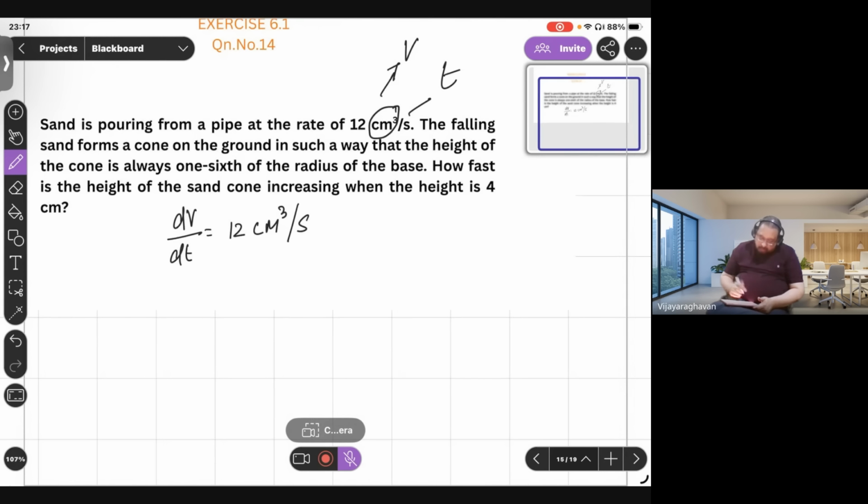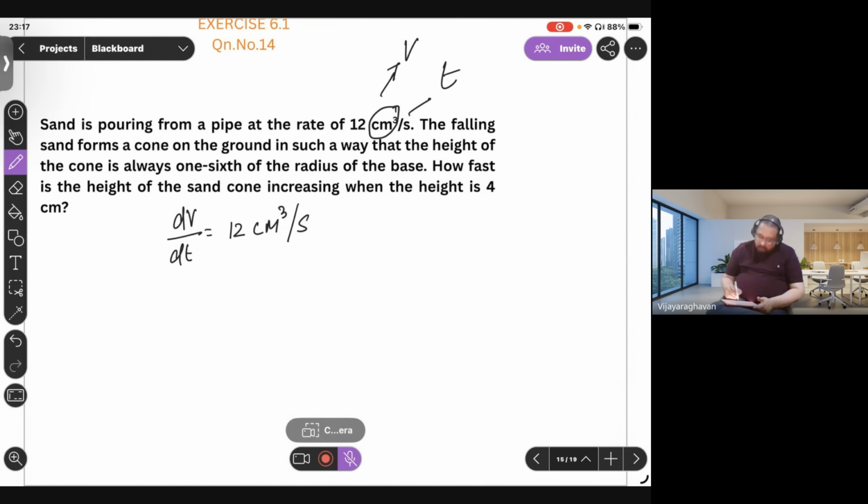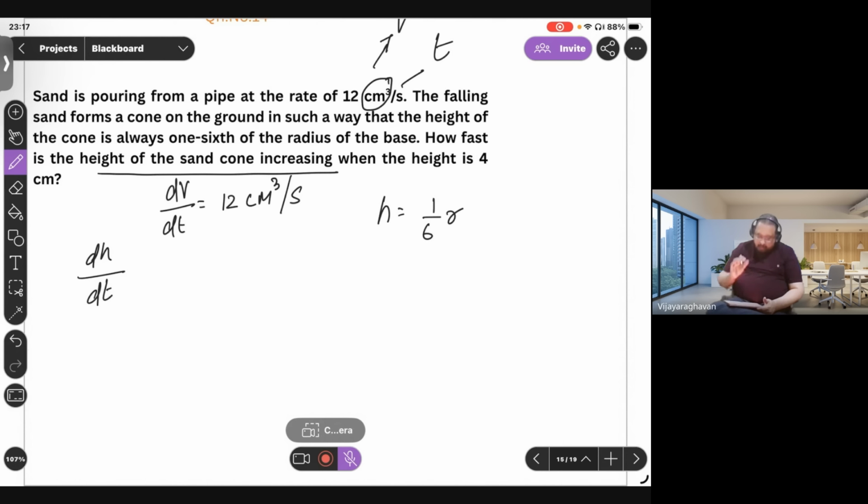The falling sand forms a cone on the ground. Fine. Height of the cone equals 1/6 of radius. How fast is the height of the sand cone increasing? So we want dh/dt. That's all. Now, fine. Volume is involved.